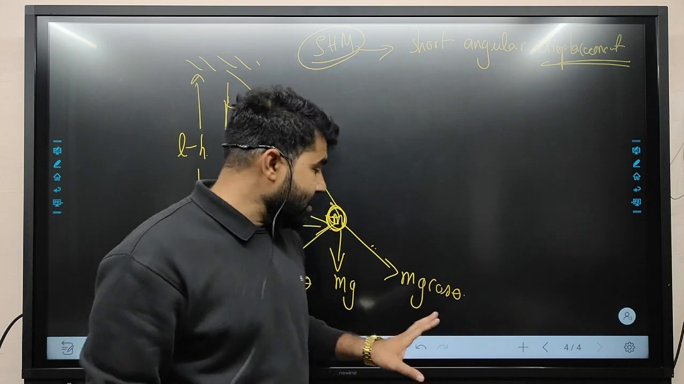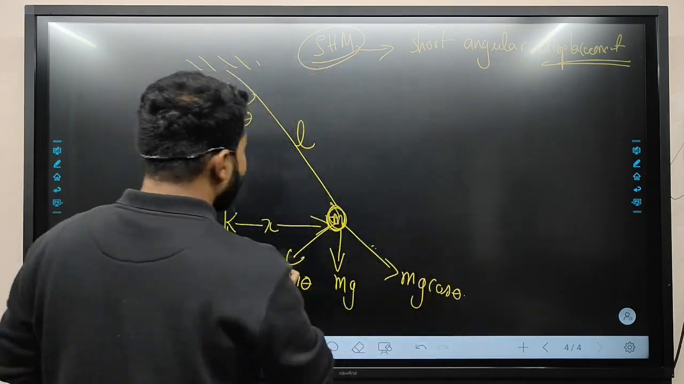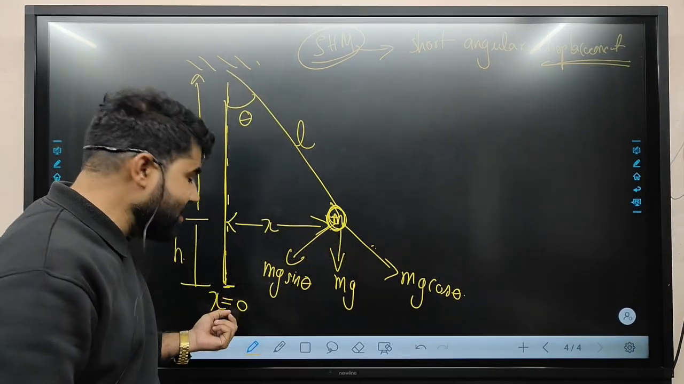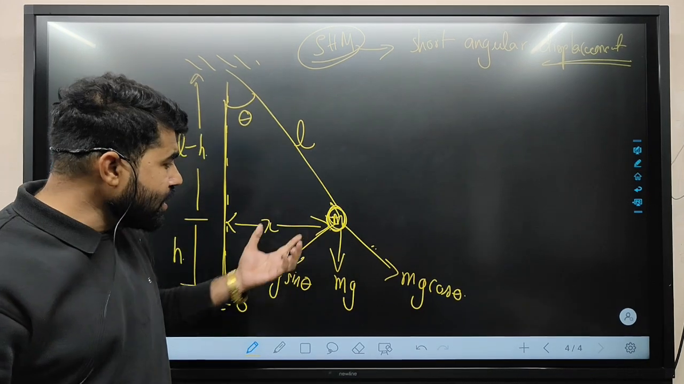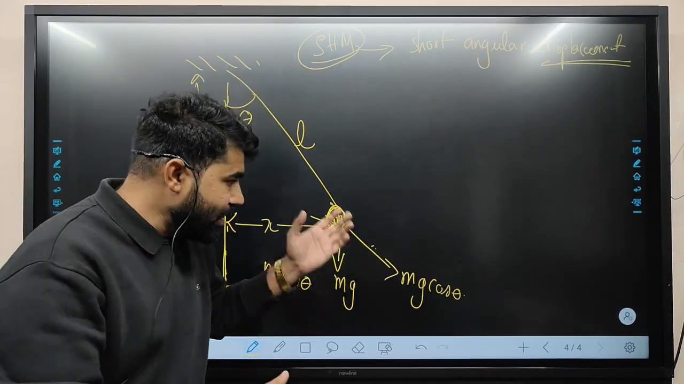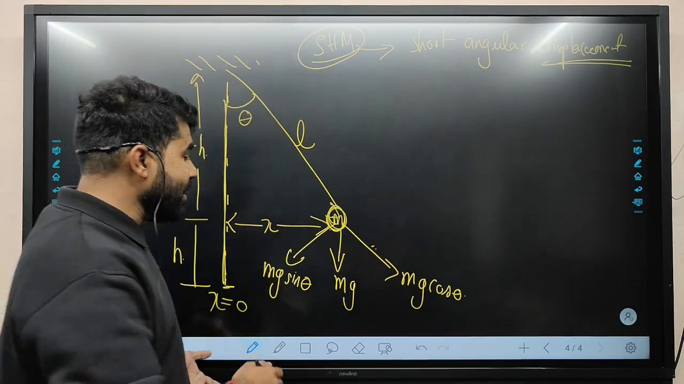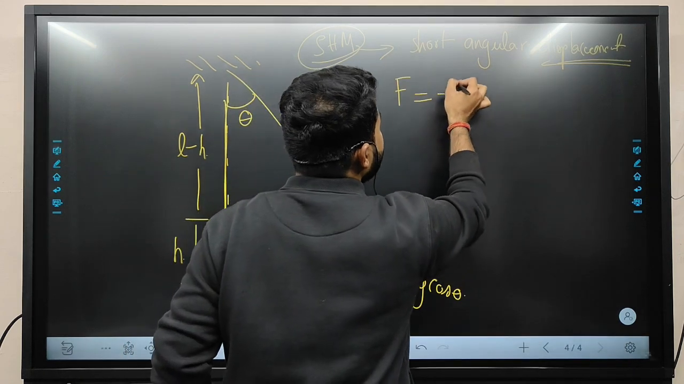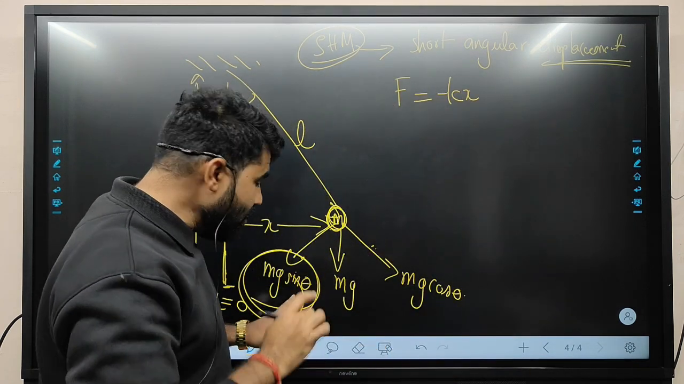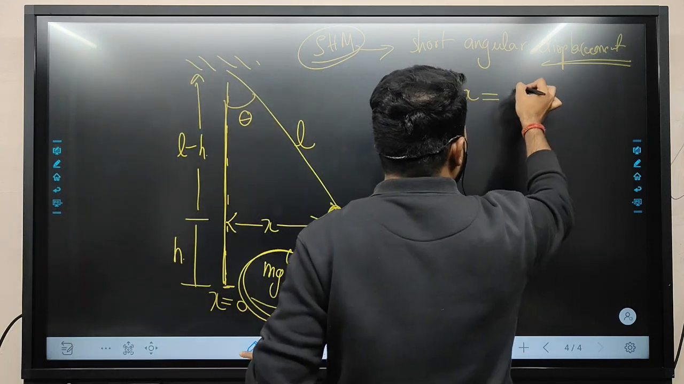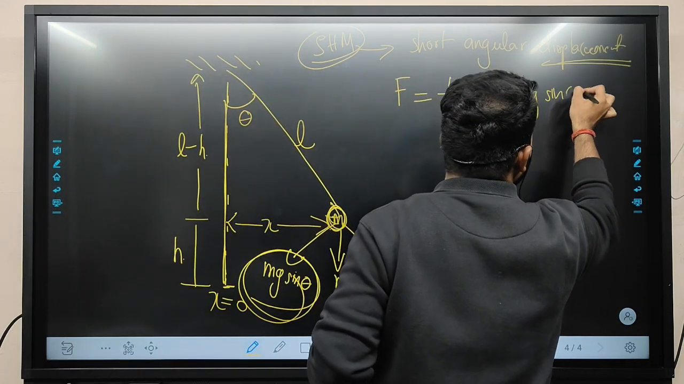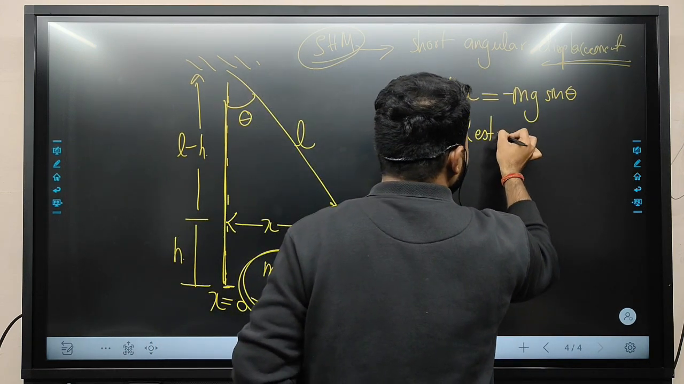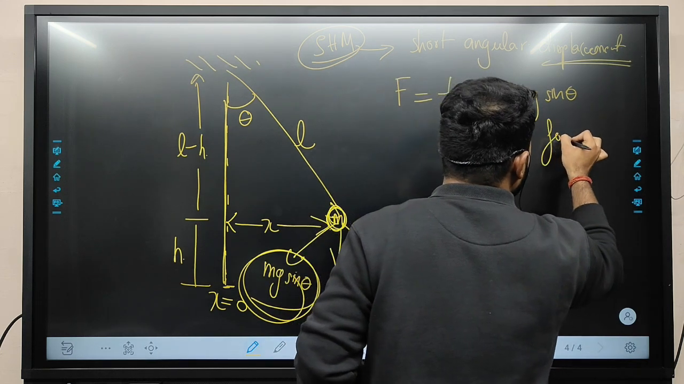Now we will consider, in the case of a pendulum, what is the restoring force which brings this pendulum back to x equal to 0, that is the mean position? What is the force acting on the pendulum to bring it back to the mean position? That is only this force, mg sin theta. If the force is F equal to minus kx, in the case of the pendulum this force will be equal to mg sin theta, or we will say minus mg sin theta, because it is working as a restoring force.